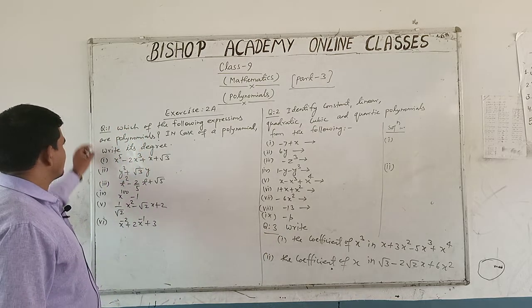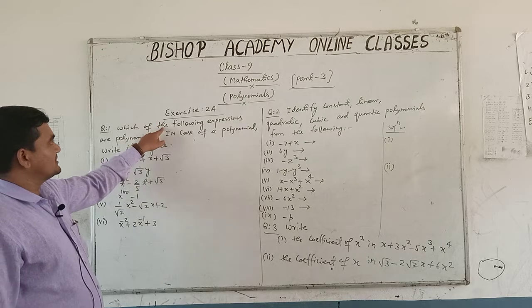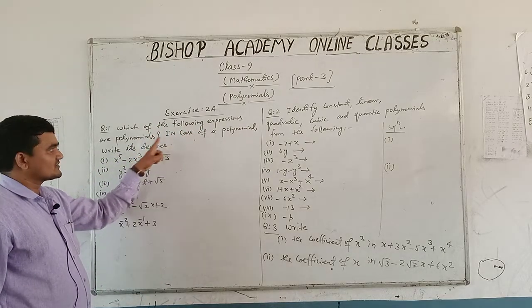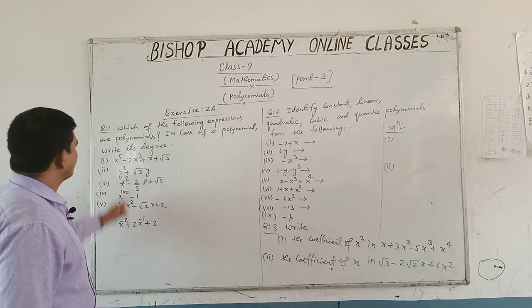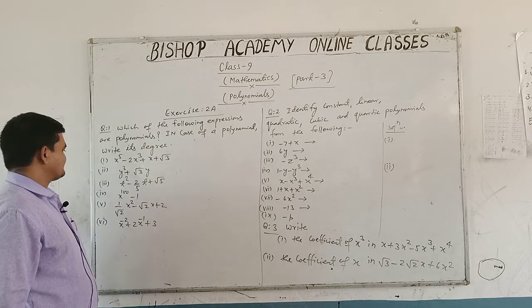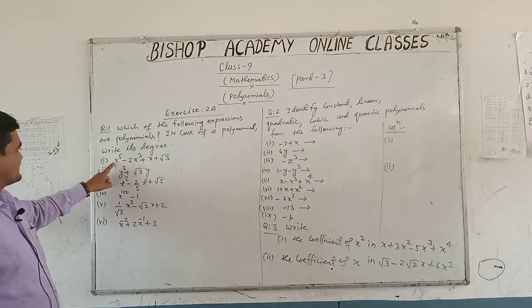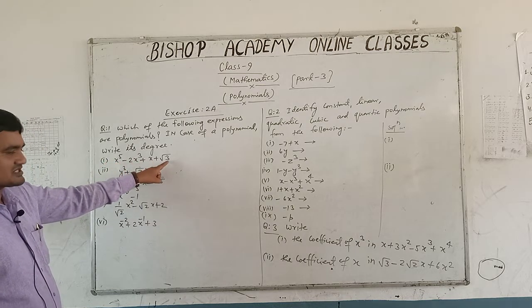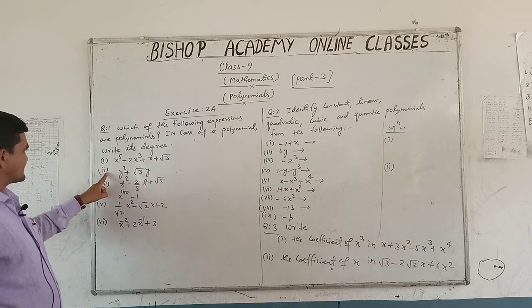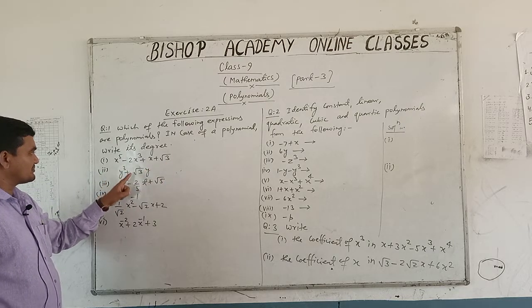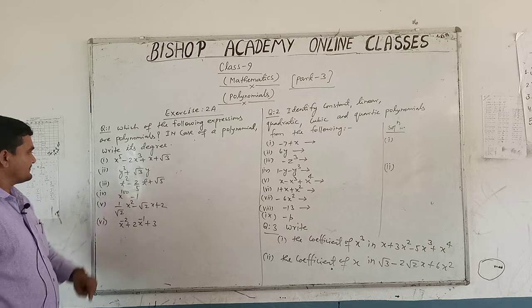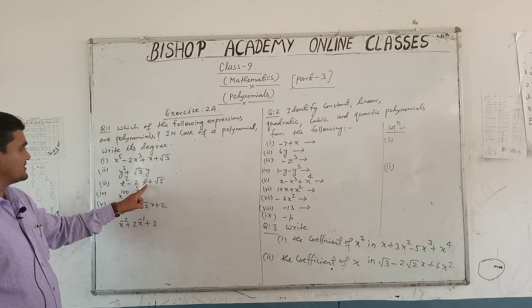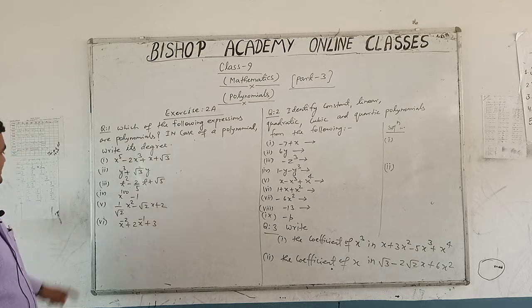Now question is, which of the following expressions are polynomials? In case of a polynomial, write its degree. First part is x raised to the power 5 minus 2x cube plus x plus root 3. Second part is y raised to the power 3 plus root 3y. Third part is t square minus 2 by 5t plus root 5.